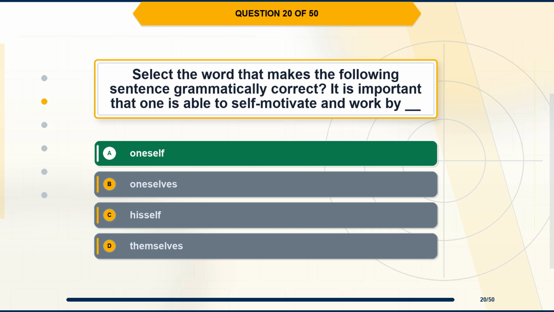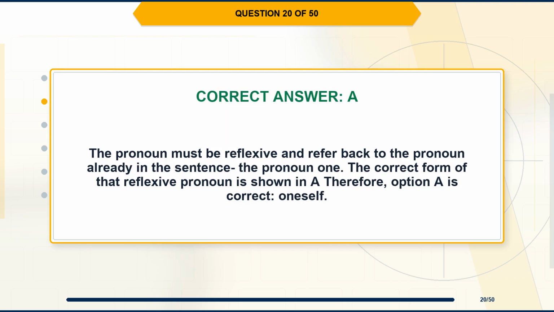The correct answer is option A, oneself. Explanation. The pronoun must be reflexive and refer back to the pronoun already in the sentence, the pronoun one. The correct form of that reflexive pronoun is shown in A. Therefore, option A is correct, oneself.